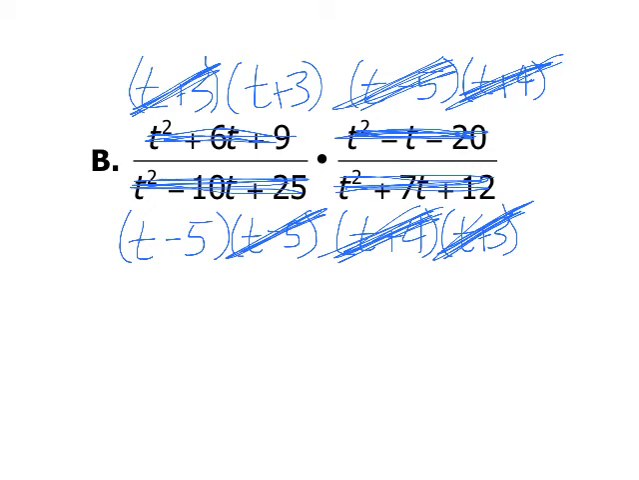All right, so what's my answer? T plus 3 over T minus 5. There you go. That's your answer. I think we're done. Either way's fine. All right, can I get a comfort level on multiplication?